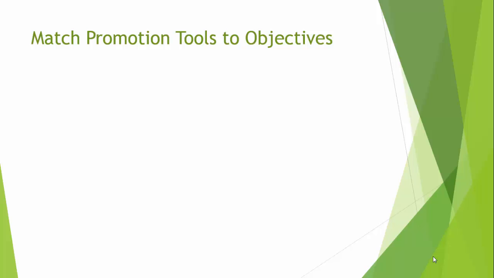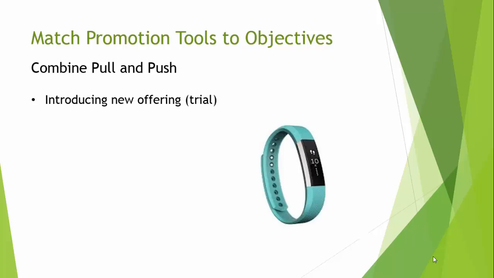Let's first talk about matching promotion tools to objectives. The best way to use promotions is to choose a combination of pull and push strategies. One marketing objective is to introduce a new offering. In this case, your primary objective is to get the consumer to try the product. I'm going to talk about Fitbit, and we're going to use that as a case study.